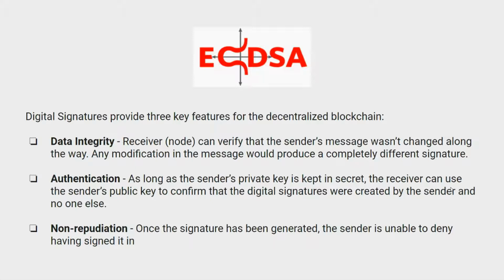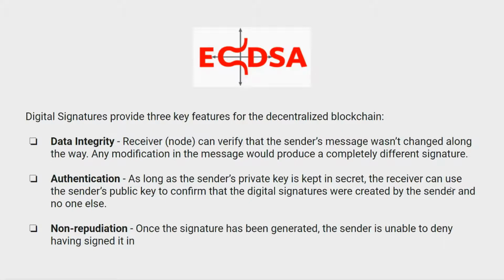Number one, data integrity. When a transaction gets sent to a node, the node can verify that the sender's message wasn't changed along the way, because any modification in the message would produce a completely different digital signature.